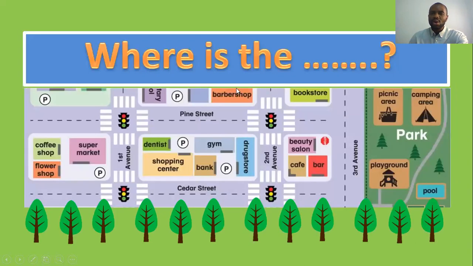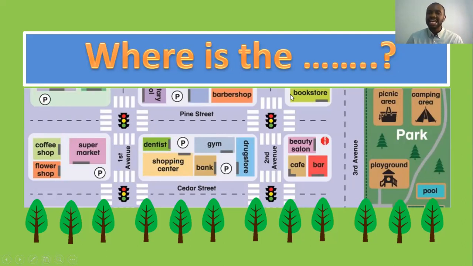Okay, let's see our exercise. Where is the shopping center? Let's drive. We go. We're driving. This is the shopping center. Okay. We drive past the coffee shop. We drive past the supermarket. Okay. We arrive at First Avenue. We go straight. Near the dentist is the shopping center. Next to the dentist is the shopping center.